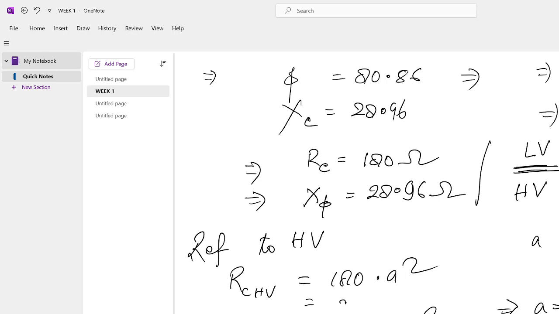Yes, that is 2.531 kilo ohm, and this one is 0.407 kilo ohm. Okay, fine.